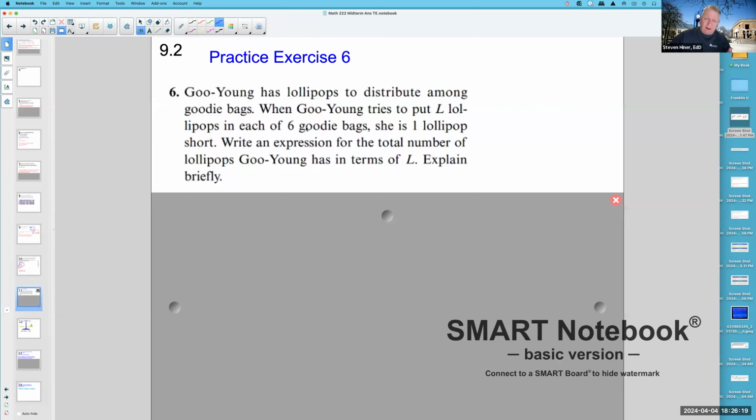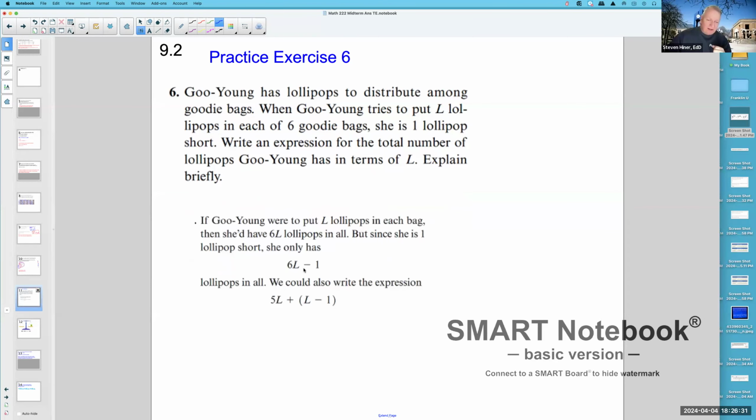So if I have 6 bags with L lollipops, that's 6L lollipops, but I'm 1 short. So I subtract 1. So that's all I do. 6L minus 1. Okay, because I have 6 bags with L number of lollipops in it, and then I take away 1.